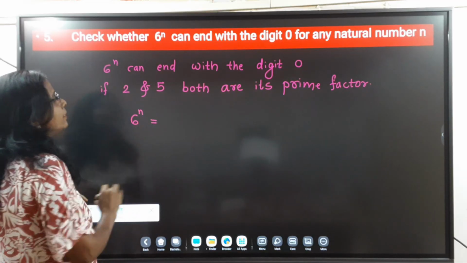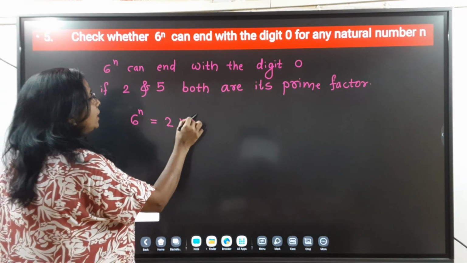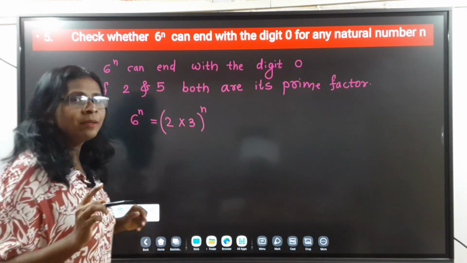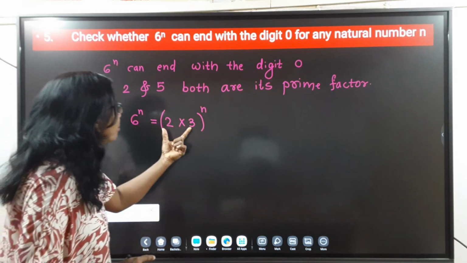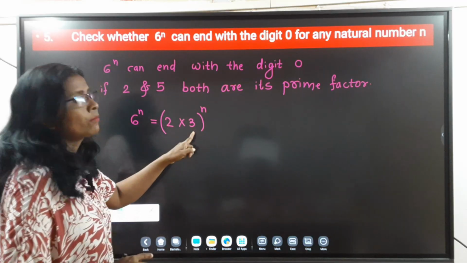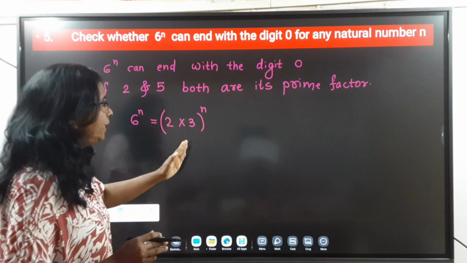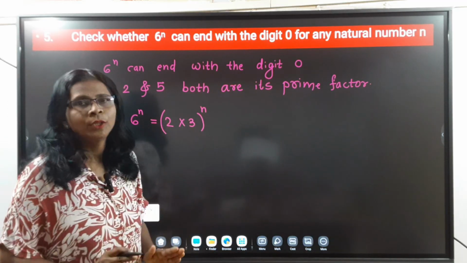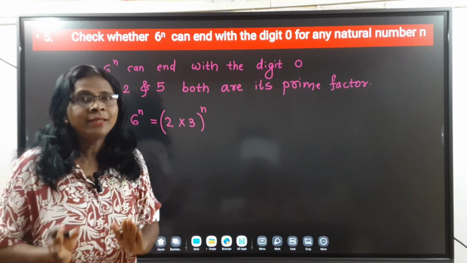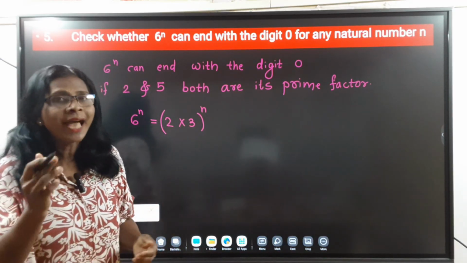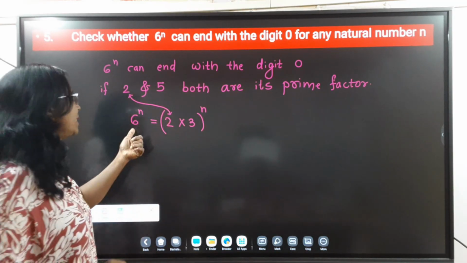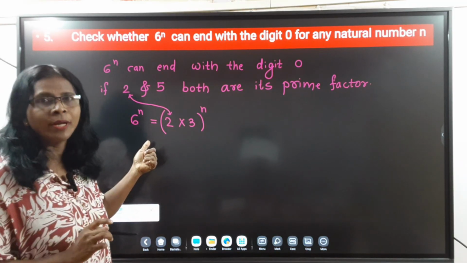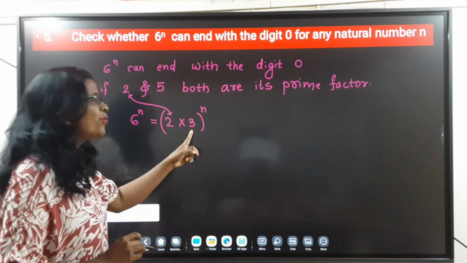So we factorize that number. That is (2 multiplied by 3) whole bracket raised to n. That means, students, 6 raised to n has both 2 and 3 as its prime factors. Okay, so 2 is included in the factorization of 6 raised to n, but 5 is not included in that.